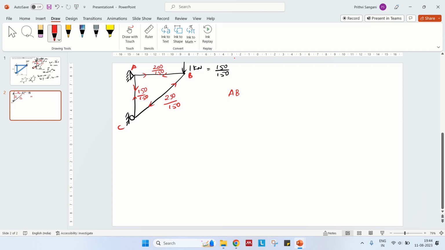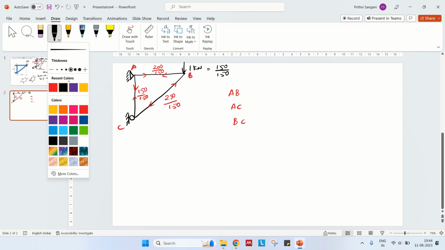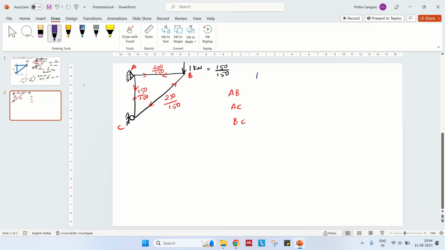What are the members? We have AB, one member, AC as another member, and we have BC. So we have three members. We need the length of each member. We need internal forces of each member due to the unit vertical load, or the unit virtual load, and we need internal forces due to the real loads or the external loads, and we need P, U, and L.